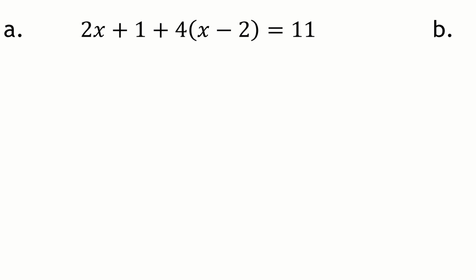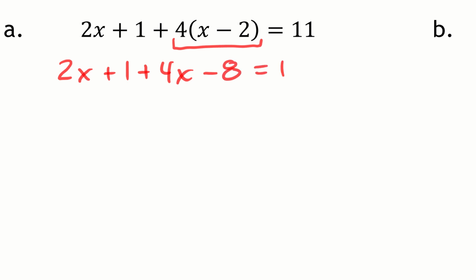The first thing I'm going to do is rewrite a chunk of this equation. Rewriting is a pretty good strategy for solving equations. I'm going to replace that with something equivalent to it, a 4x minus 8. So I've got my 2x plus 1 plus 4x, and then 4 times negative 2 is minus 8. And on the other side, we know that is the number 11. When I combine 2x and 4x, I get 6 times x plus 1 minus 8 equals 11.